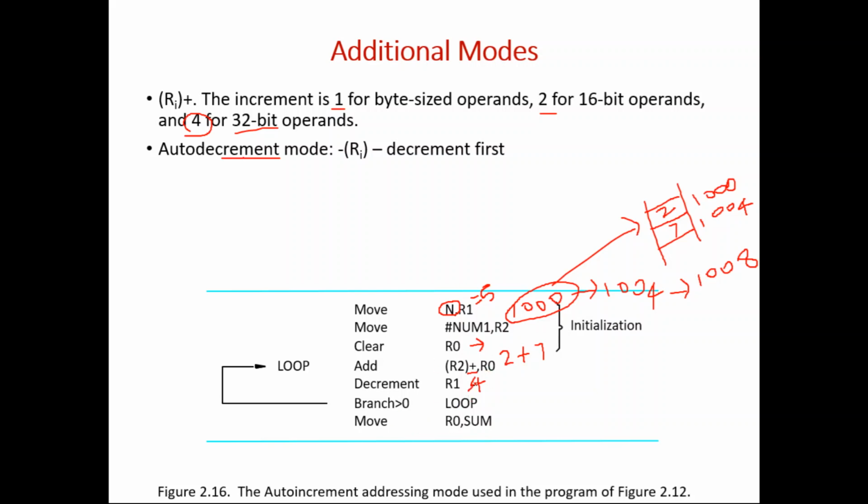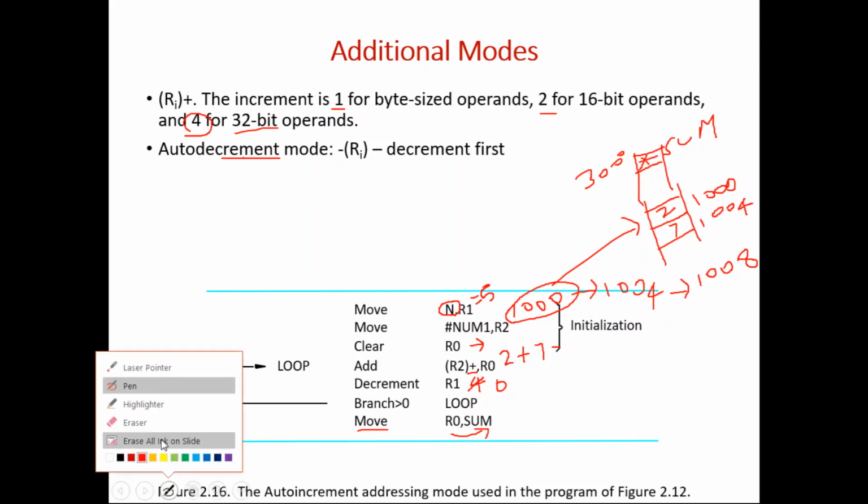Finally, after adding all 5 numbers, R1 will become 0, so this branch won't work now. Now move R0 comma sum. The final result will be in R0, and that is moved to the location sum. Sum refers to some memory location that is given the name sum, maybe address 3000. Whatever the final result is will go there. Fine. So that's it about the different addressing modes which we are using.